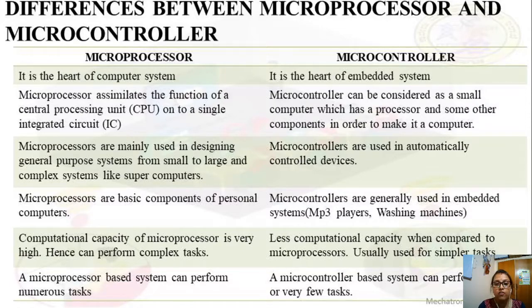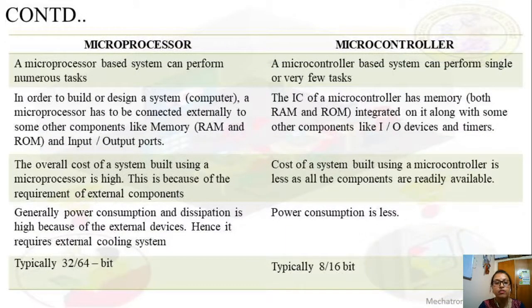So a microprocessor based system can perform numerous tasks. For example, a computer can perform numerous tasks, whereas a microcontroller based system can perform only a few or specific tasks. Microprocessor systems can perform numerous tasks. Microcontroller based systems can perform a single task or very few tasks.